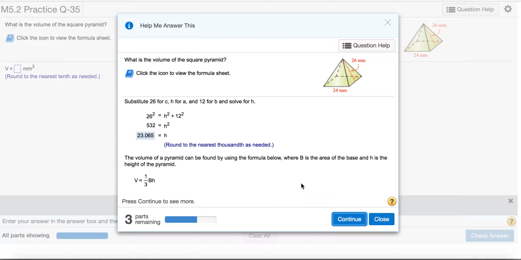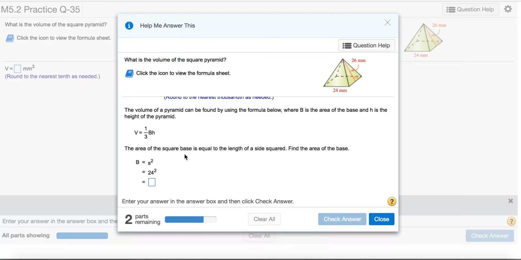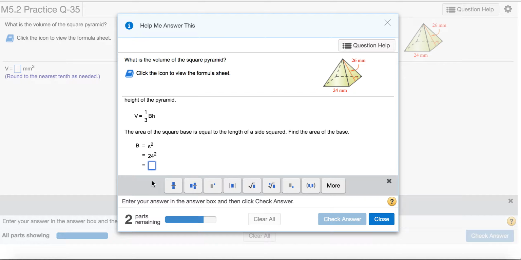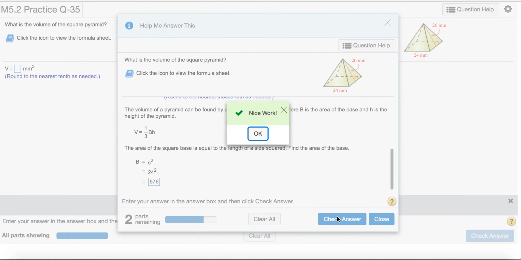Now we have to find the volume of a pyramid. It can be found by using the formula below. B is the area of the base, h is the height. So we've got V equals 1/3 base times height. The area of the base is equal to the length of a side squared. So we have 24. We know that we have to square 24. 24 times 24 is 567. I'm sorry, 576.